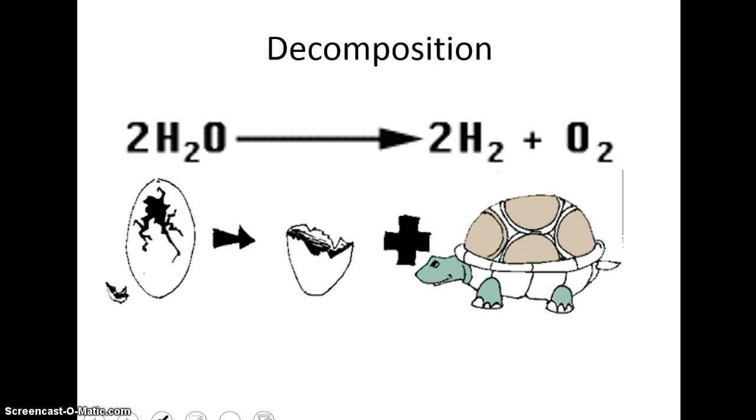Another example would be water breaking down into hydrogen plus oxygen. Or a different type of example would be an egg that breaks down. So an egg that has a turtle in it breaks down into just the egg shell plus the turtle.